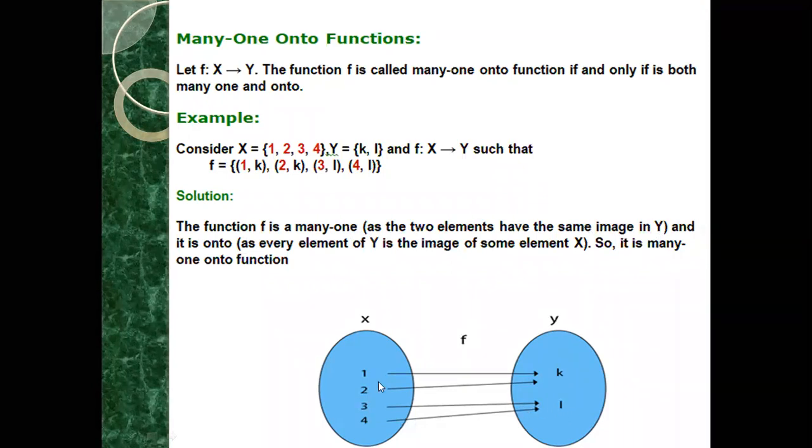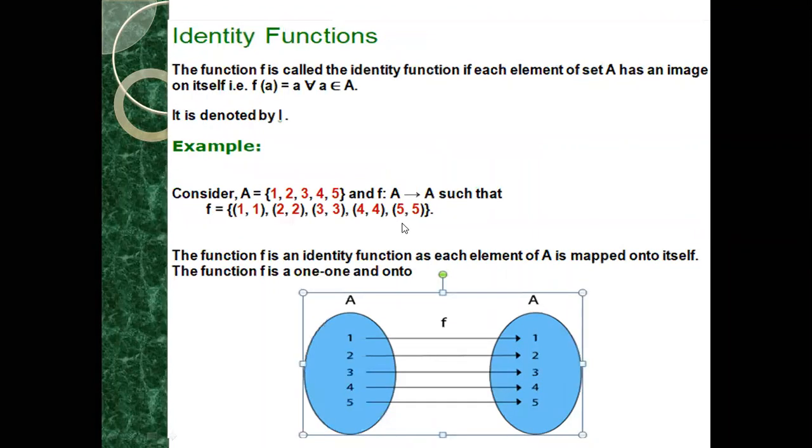Okay, this is a many to one function. Every element of the codomain, k comma l, has a pre-image in the domain. That is, k has a pre-image 1 and k has a pre-image 2, which means f of 1 and f of 2 are equal to k. And f of 3 is equal to f of 4 is equal to l. So this is the example for a many to one onto function.